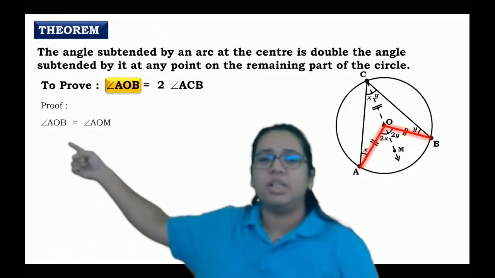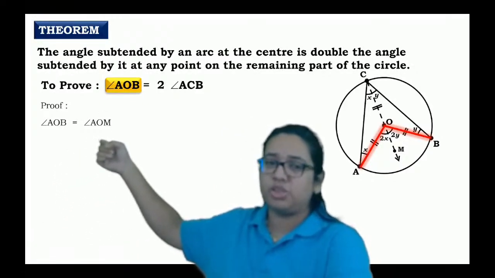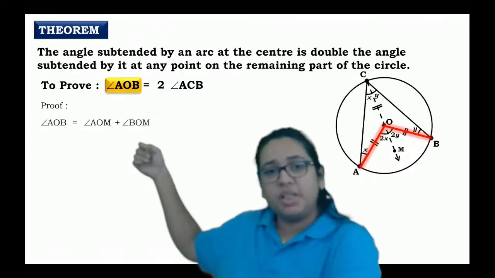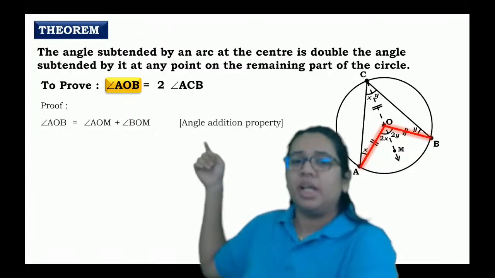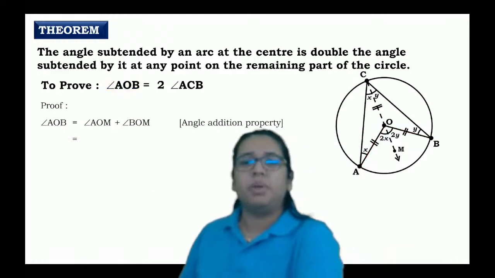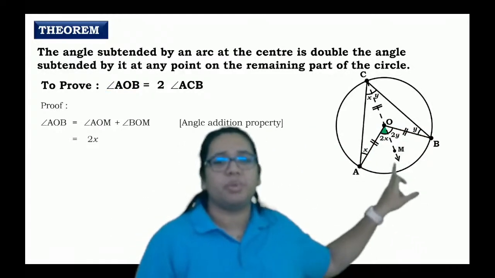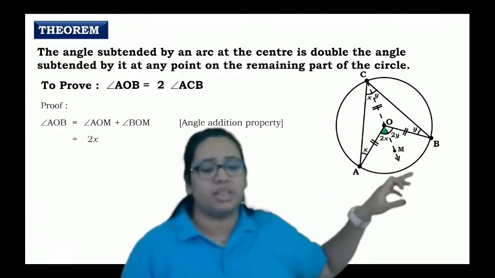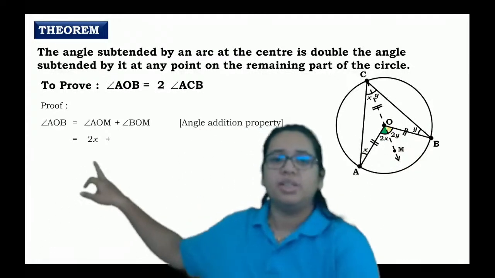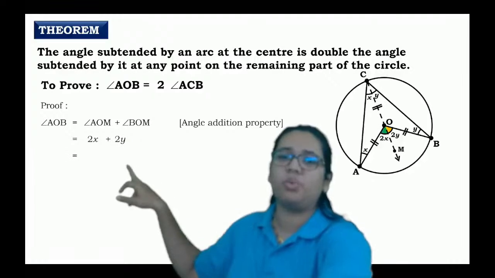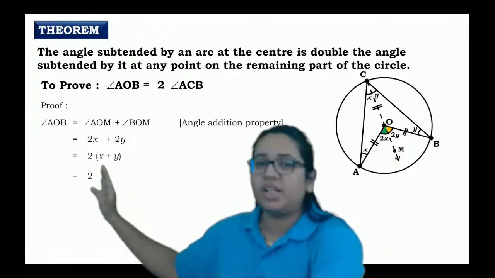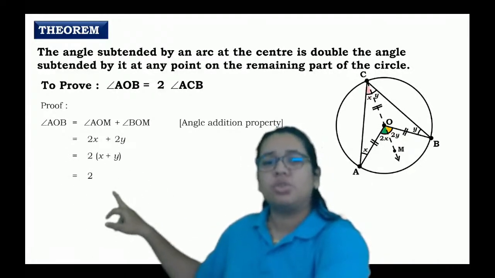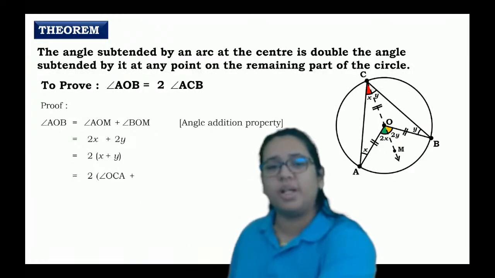So measure of angle AOB is nothing but measure of angle AOM plus measure of angle BOM, by the angle addition property. But AOM is nothing but 2x. Similarly, BOM is nothing but 2y. So we'll replace this by 2x plus 2y. We can take 2 as common from it, so 2 times (x plus y).